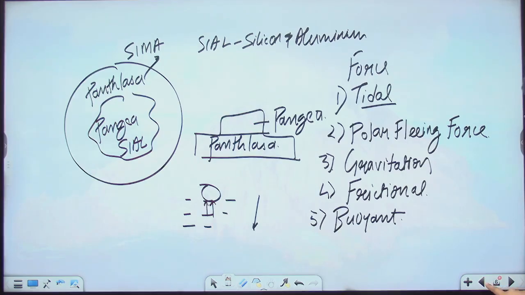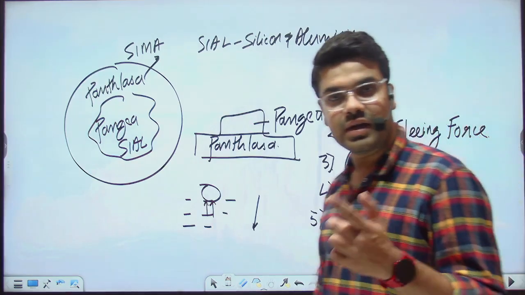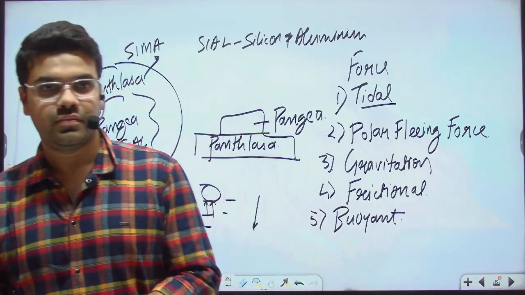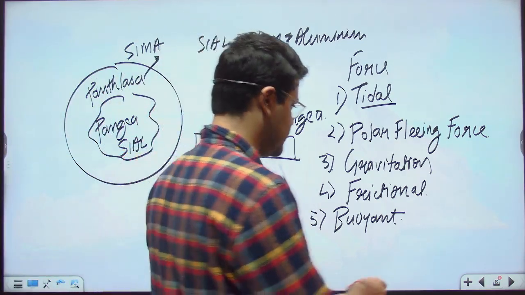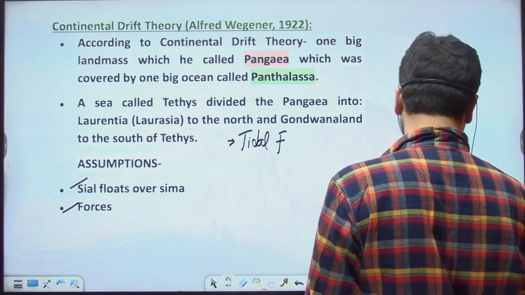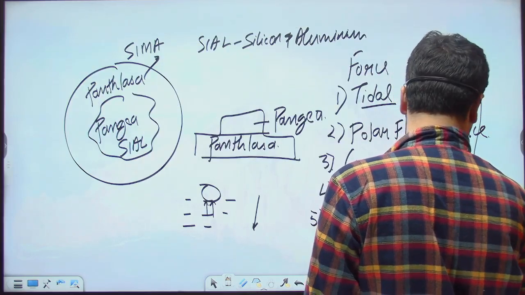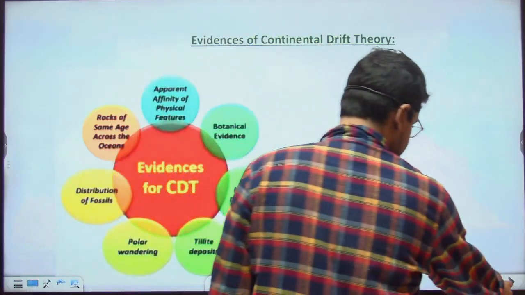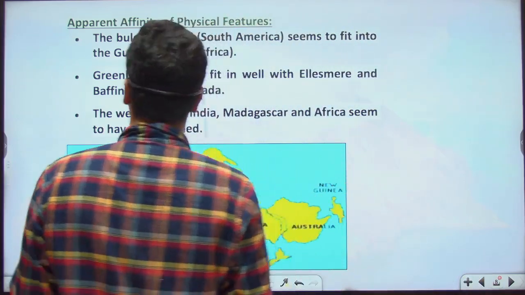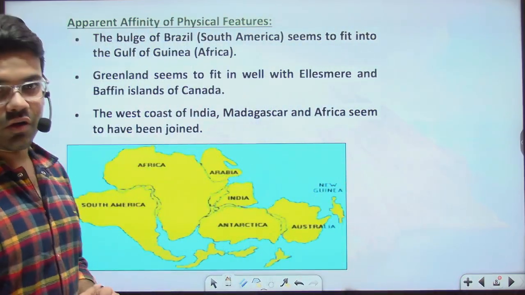No. His theory was not totally rejected because it has certain positives as well. Now, what are the positives? Let's see what are the positives, or we can see what are the evidences of this theory. Okay. The first evidence, the zigzag fit of the continents.